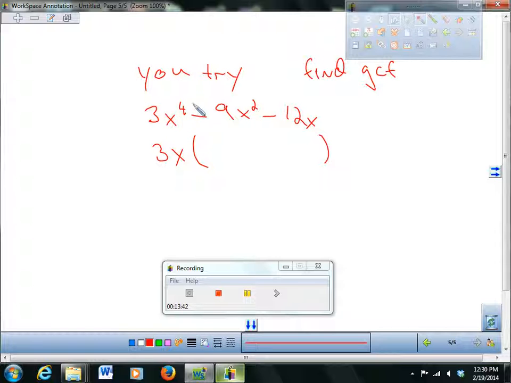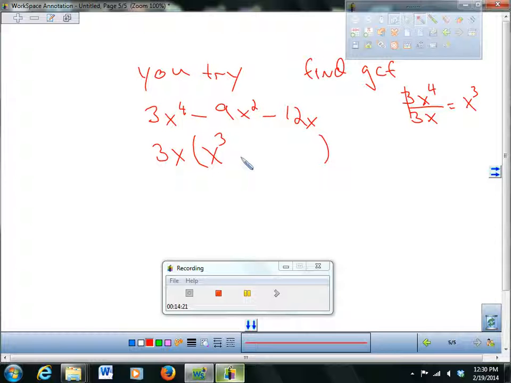What goes here? X cubed. Perfect. Do you guys see where she got x cubed? Because this times this will give you that. The other way to think about it, the opposite of multiplying is dividing, right? So if I divide 3x to the 4th by 3x, the 3's go away. X to the 4th divided by x to the 1st is x to the 3, right? So that's x cubed.